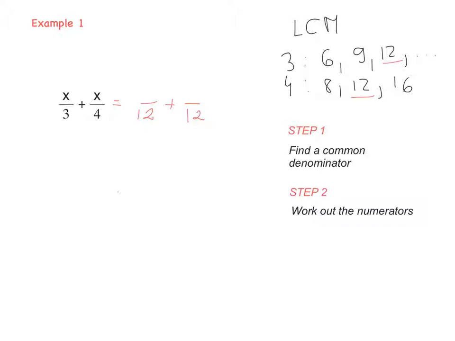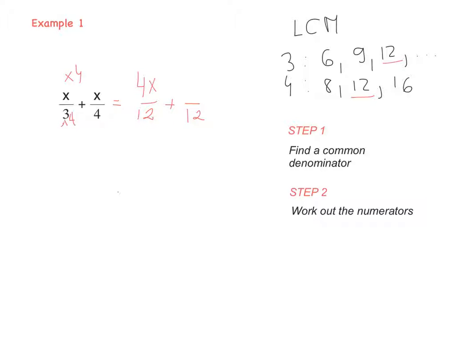Okay, now we need to work out the numerators, the top numbers, okay? So look at our fractions. We had 3. What did you do to 3 to get 12, okay? So we had to multiply 3 by 4 to get 12, and we need to do exactly the same thing to the top number, okay? So we need to multiply 3 by 4 to have 12, and we need to do exactly the same to the bottom number, okay? So x multiplied by 4 is 4x.